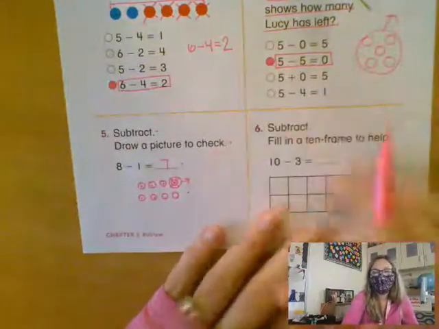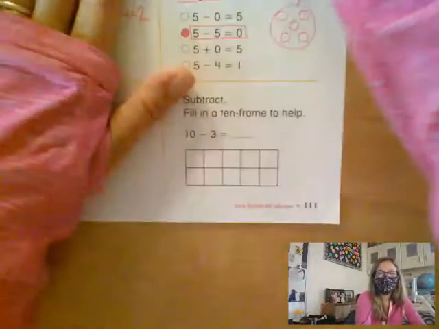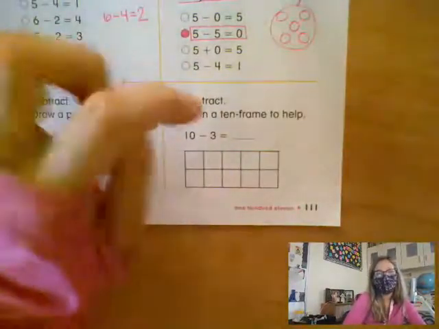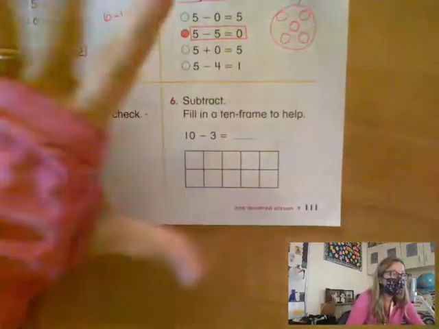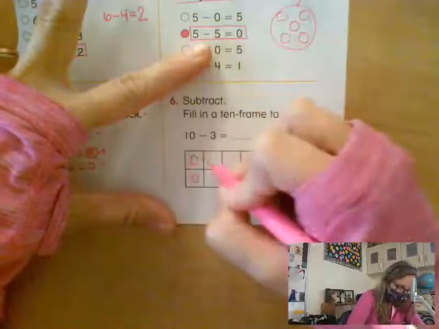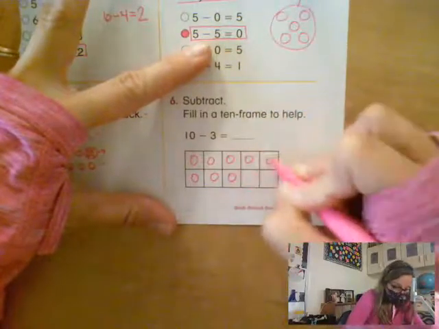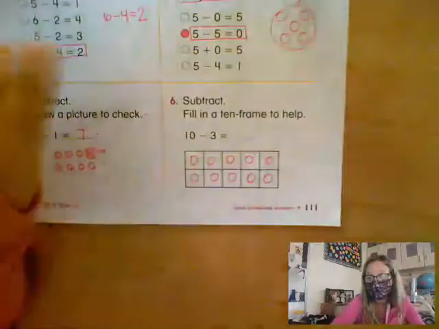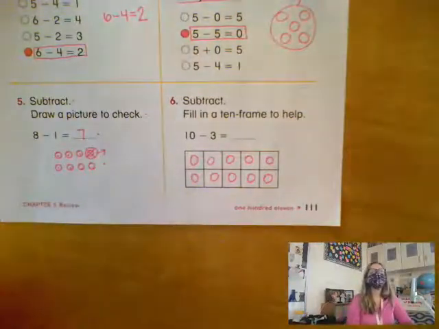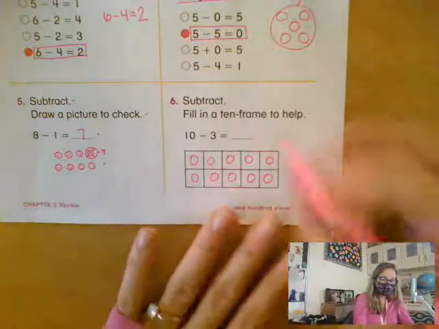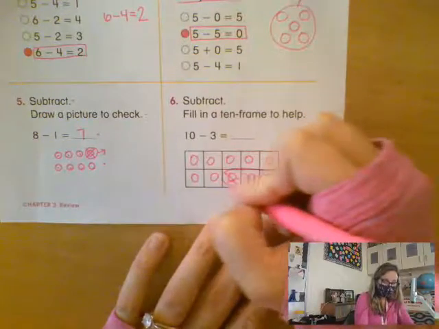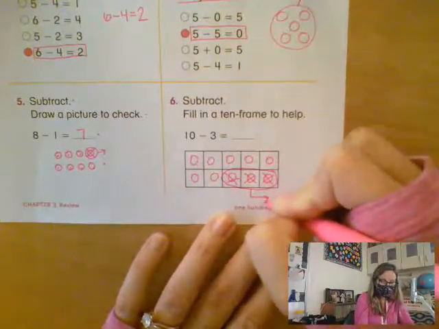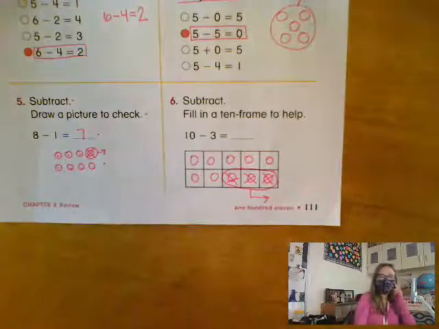All right, for number 6, we're using the 10 frame. It says subtract and fill in the 10 frame to help you. So we have 10 minus 3. Let's fill up our 10 frame, everyone, because if it's full, I know it's 10. I don't even have to count because it's a 10 frame. And when a 10 frame's full, I know there are 10. How many am I going to take away, Noah? 3. So here we go. 1, 2, 3. I'm going to send them on their merry way. How many does that leave me with, Lillian?